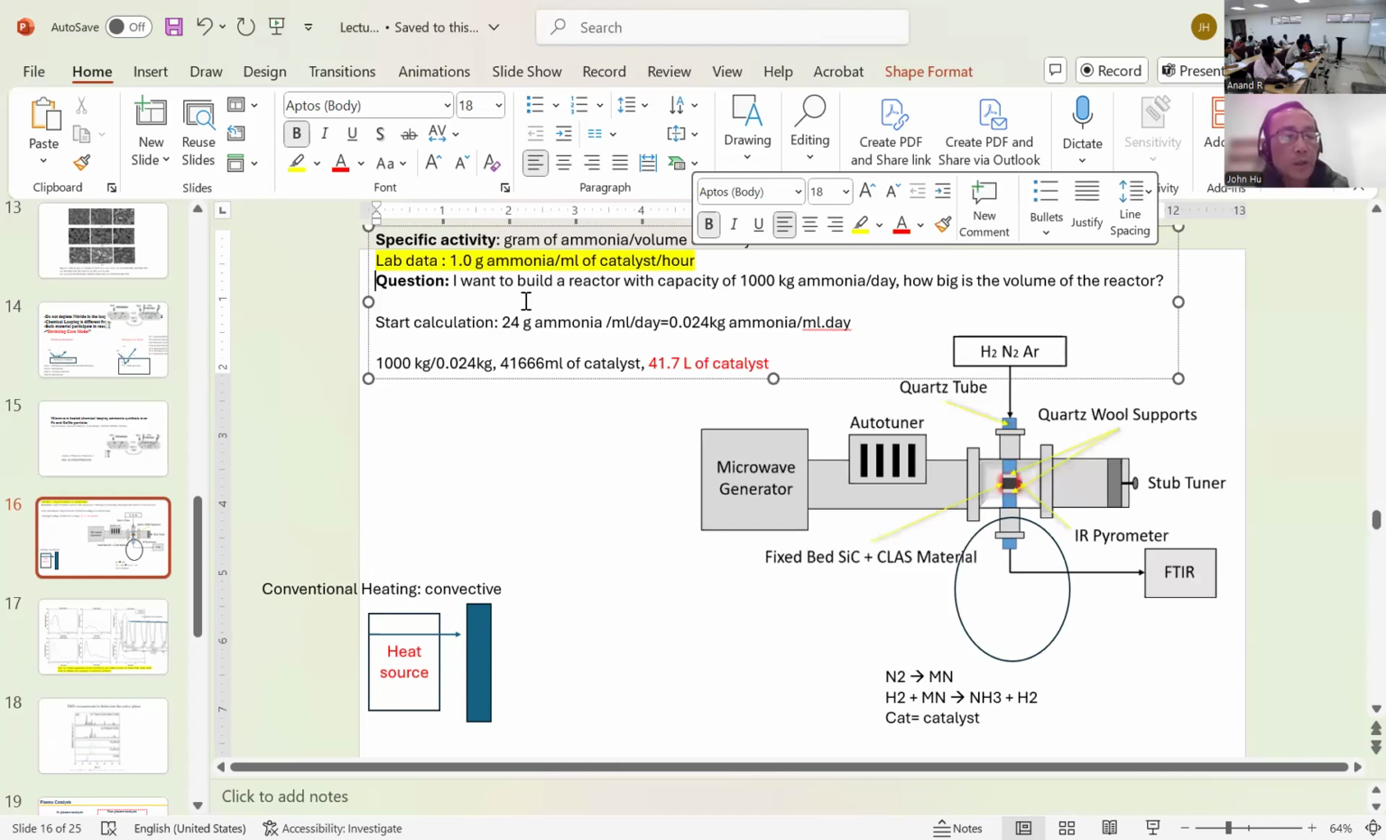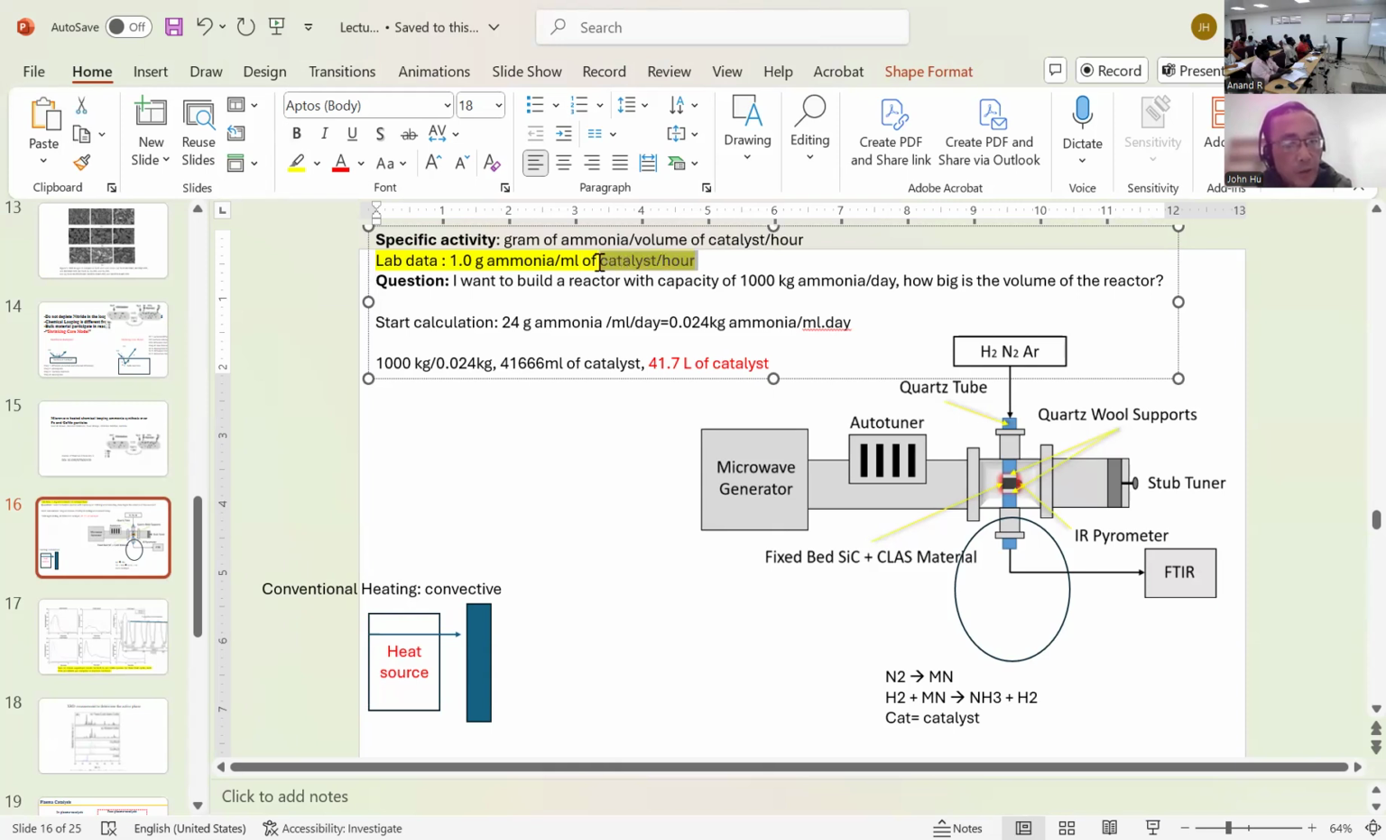But I can tell you, in reality, it's not linear, which means you can't linearly scale from the small reactor. This is roughly a rule of thumb. This is correct: you need 41.7 liters of catalyst. It's pretty simple, all right? Keep in mind, you are looking for this data. Okay, it's clear now? Yes, sir.